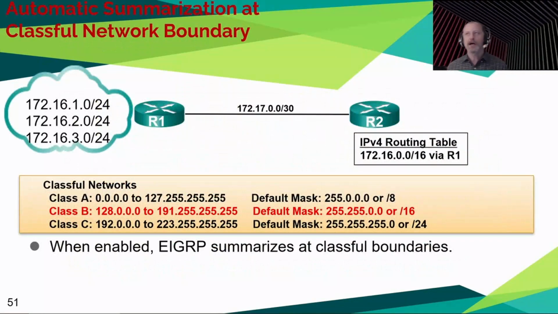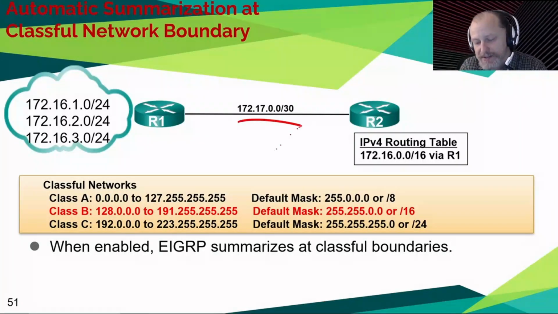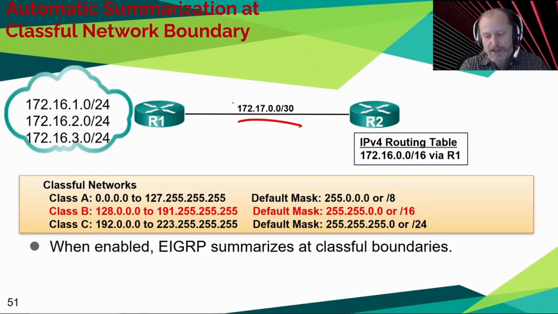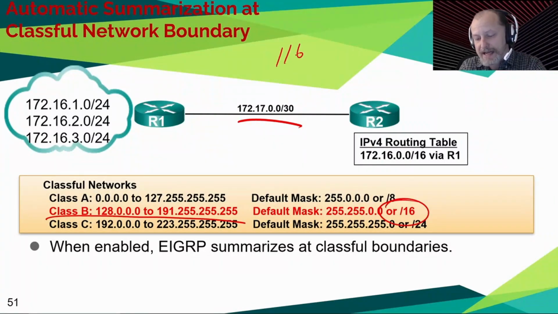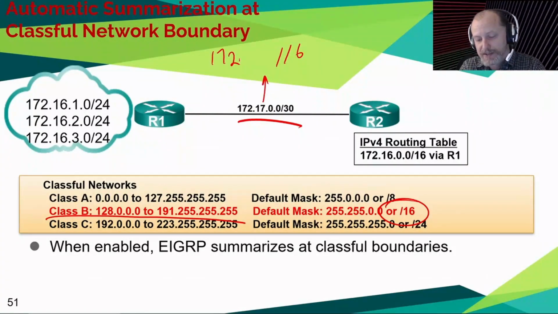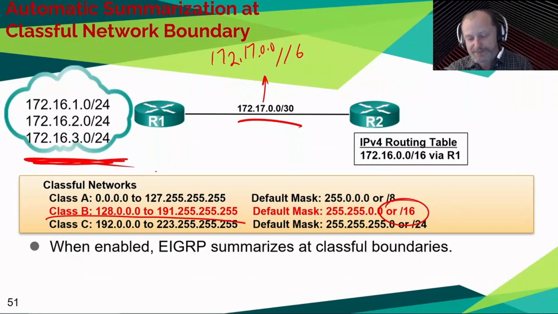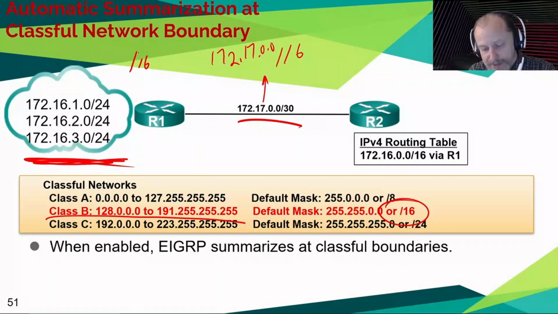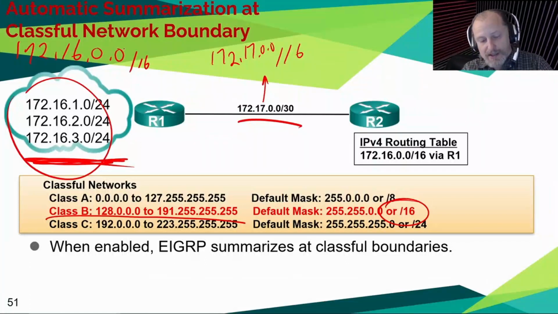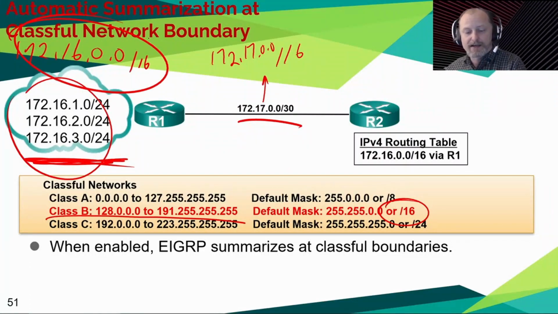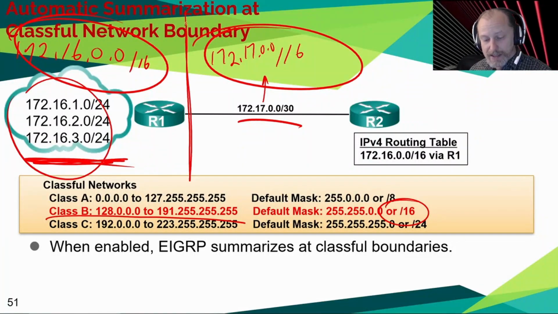So remember when we talked about automatic summarization at a classful network boundary? So this /30, 172.17, that's class B, so the default mask is /16. So we say, okay, what /16 does that belong to? Well, it belongs to 172.17.0.0, right? Same thing with these, class B /16. These will belong to 172.16.0.0. So we've got the 16 network and the 17 network. That means there's a classful network boundary.